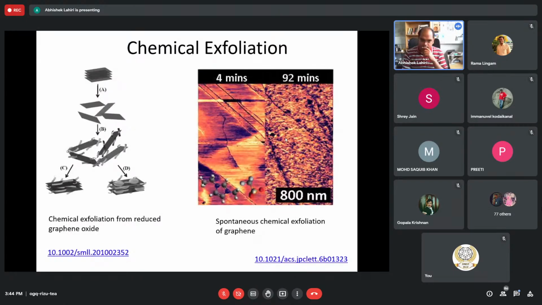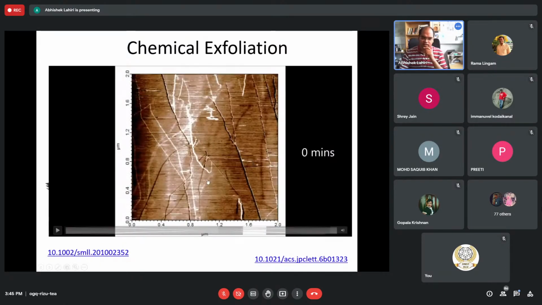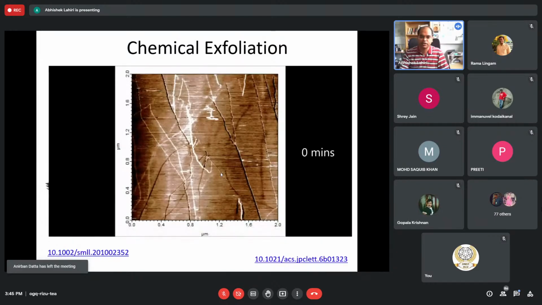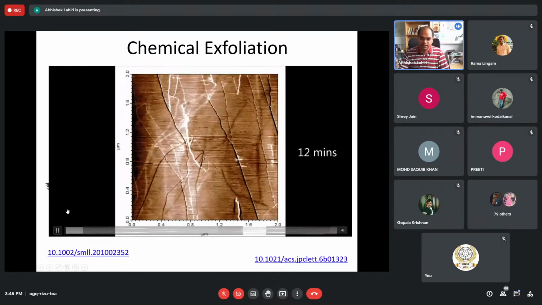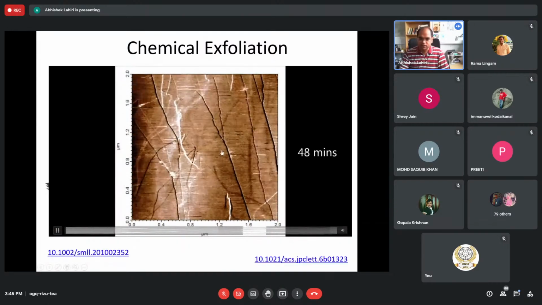So let us look at a video which shows this. This is an in situ AFM which was done to see how the process takes place, or how the transformation from graphite to graphene takes place. Here what we see is a very clean surface of graphite flake. This flake is basically HOPG, which is highly oriented pyrolytic graphite. It is a very well structured material, and therefore you can see in AFM that it is a pretty clean surface. When I play the video, we can see that with time, the surface goes on changing.